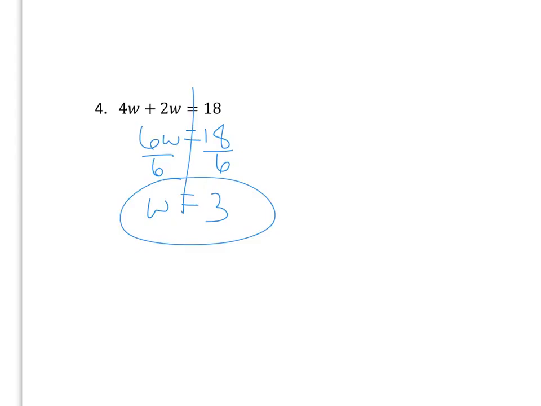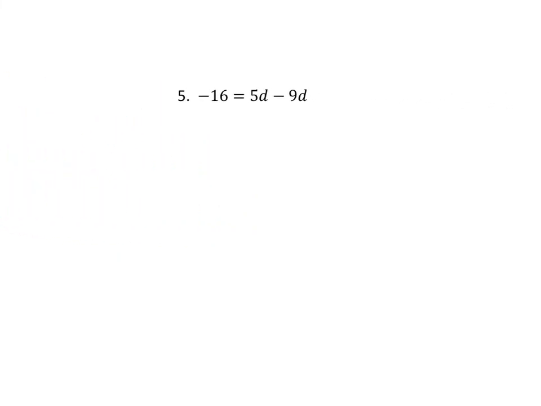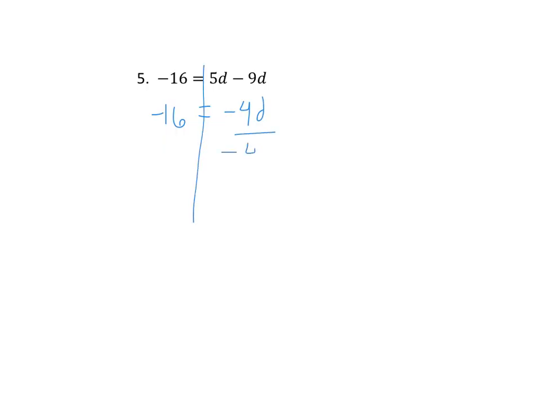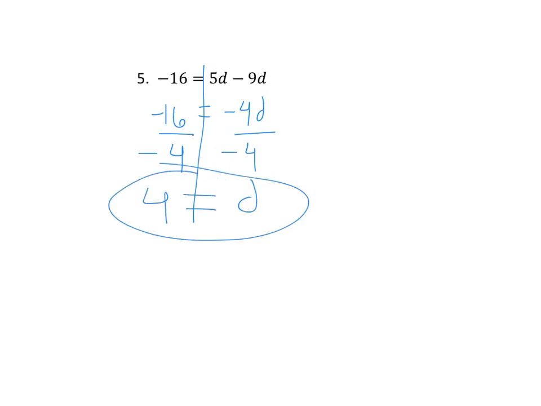Okay, let's take a look at another one. Are they still on the same side? Yes. So you get negative 16. 5 minus 9, negative 4. Divide by the negative 4. You get d equals 4. So let's see probably some word problems coming up and some more examples.